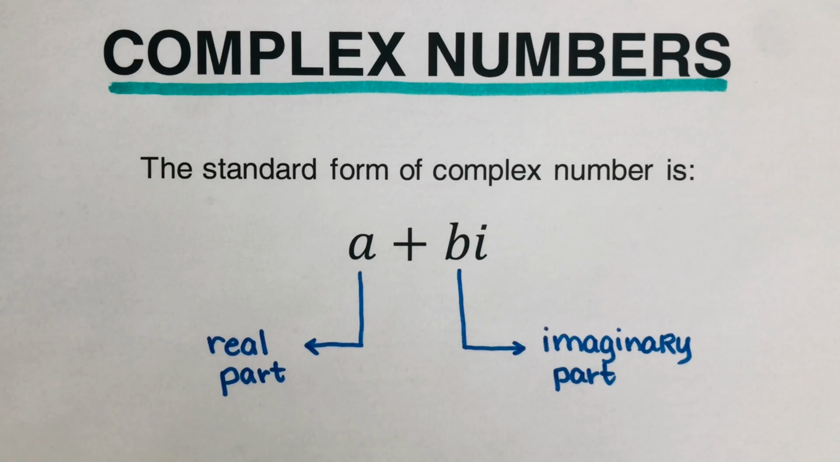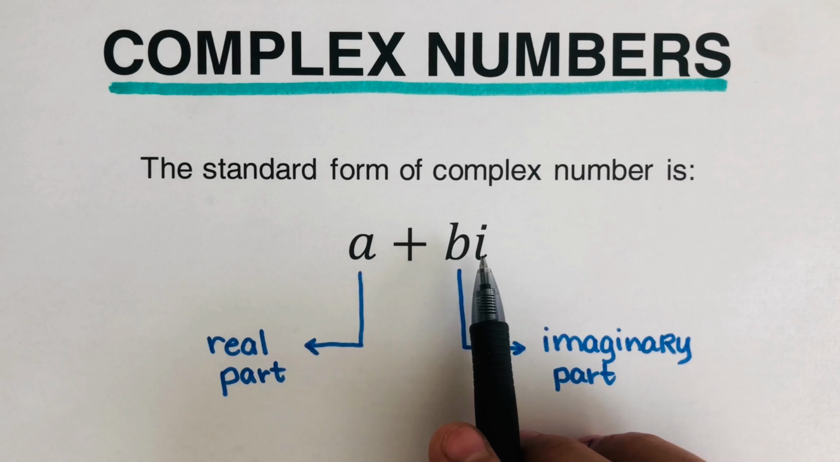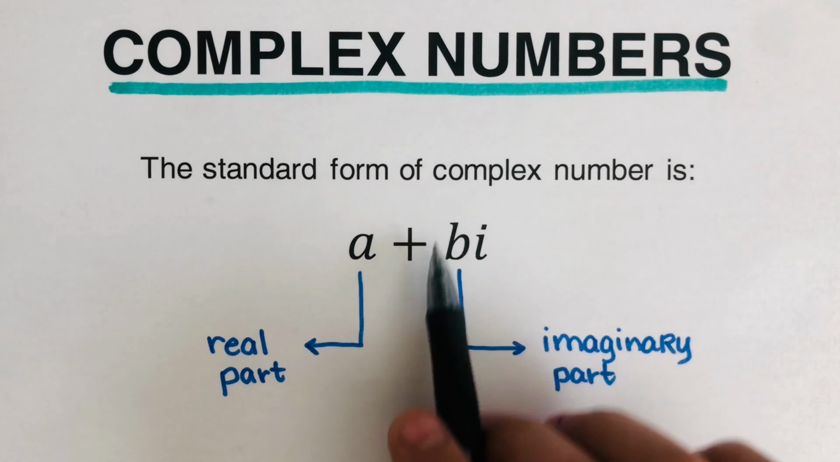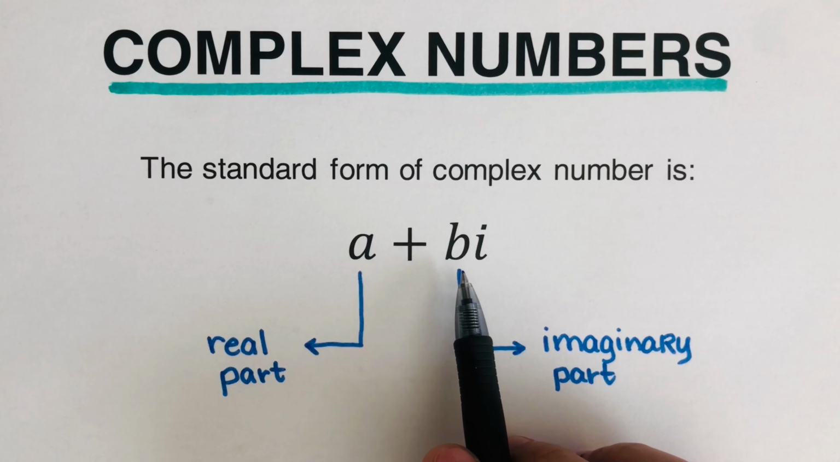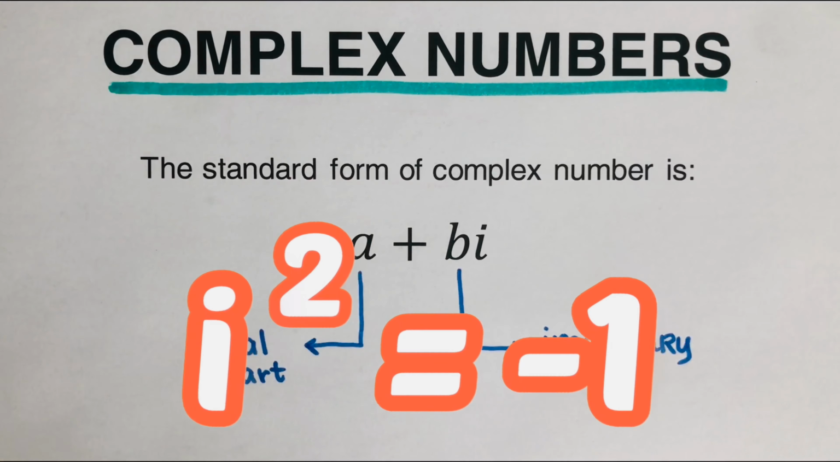Complex numbers are numbers that can be expressed in standard form, a plus bi. Our a part here is the real part. The bi part here is the imaginary part. Further, a and b are real numbers and i represents the imaginary unit satisfying the equation i squared is equal to -1.